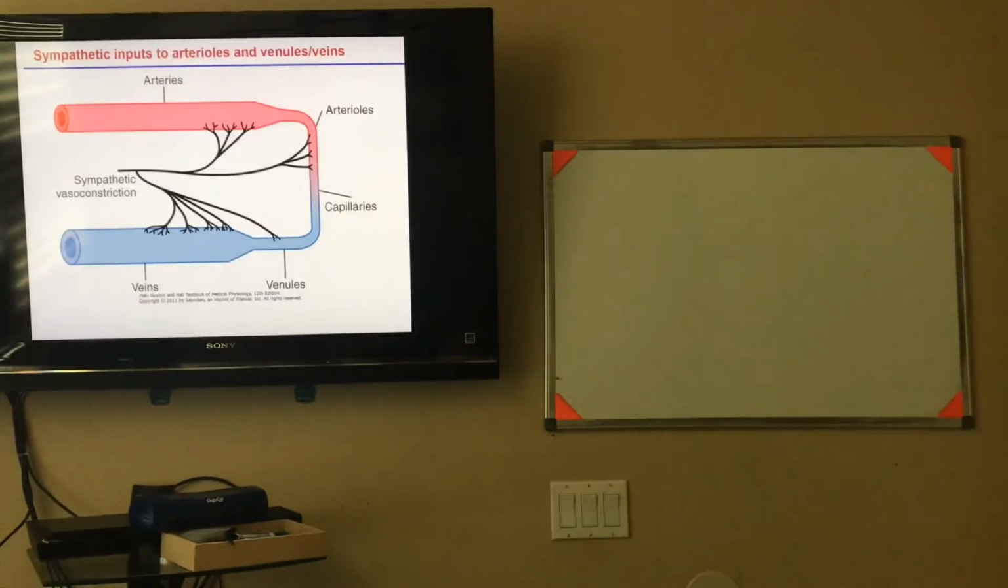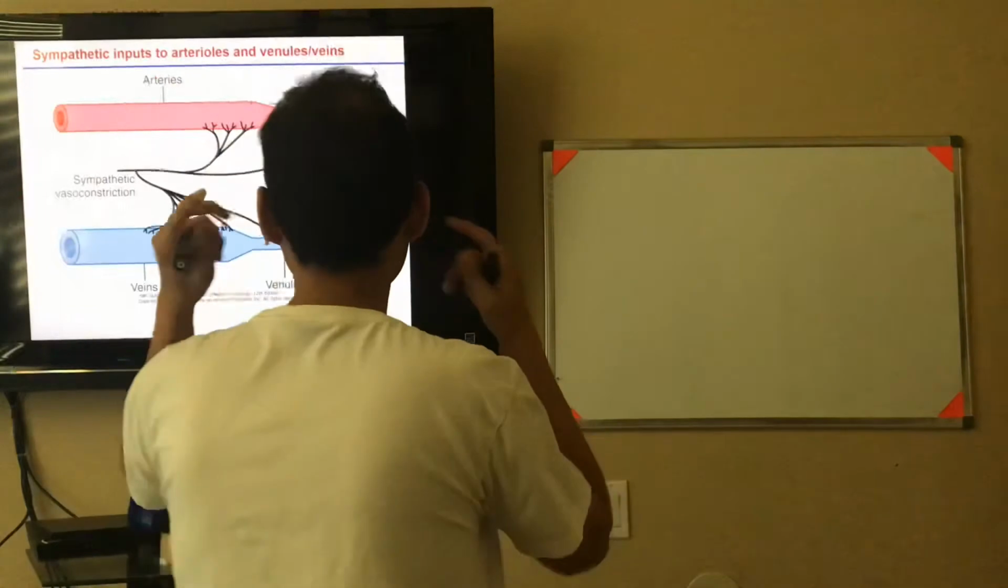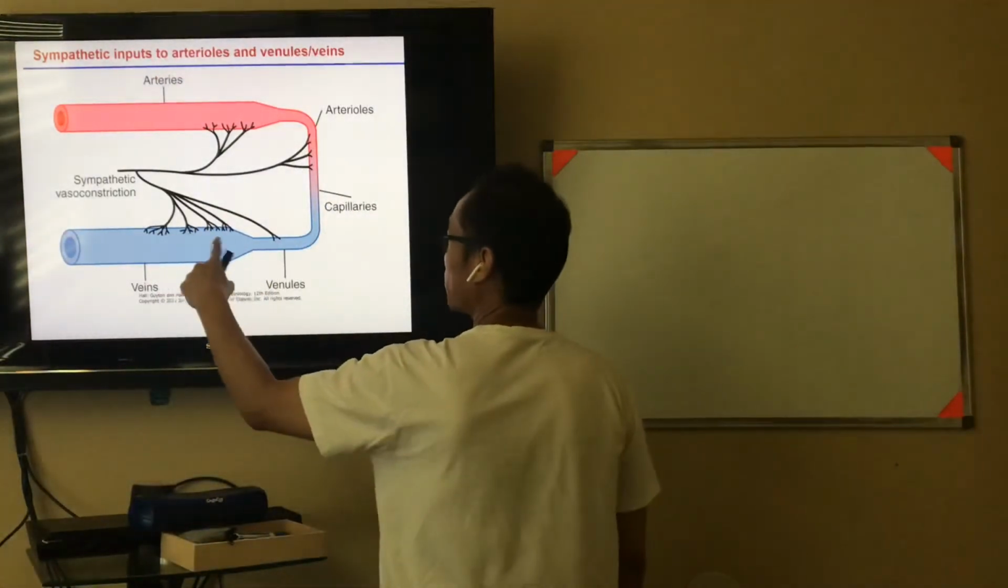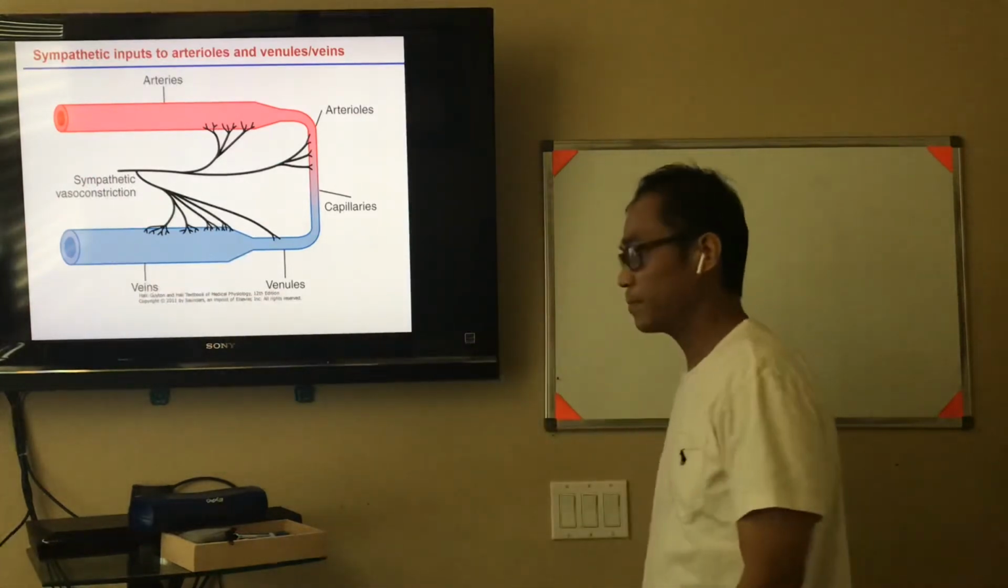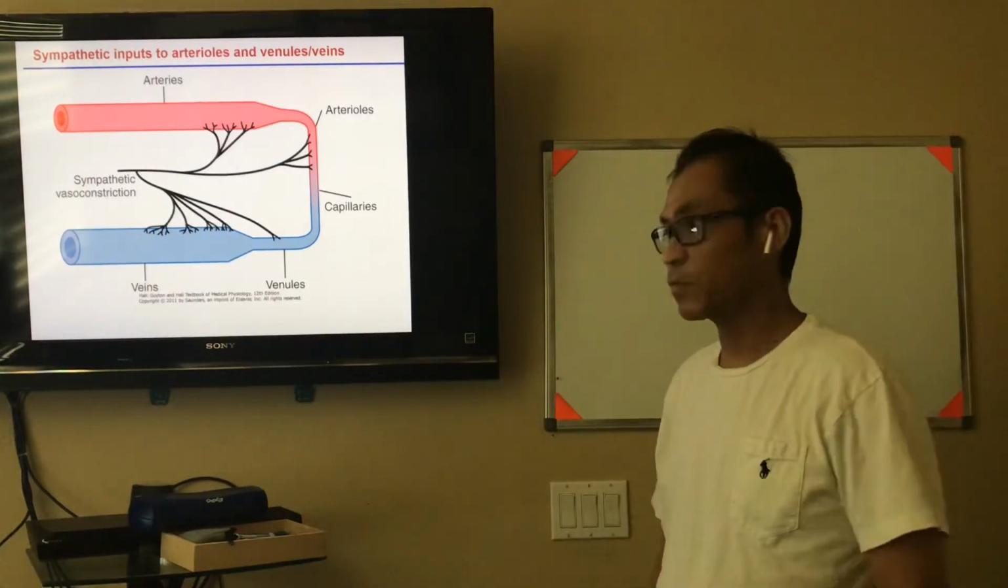Here's a picture I like to use showing arteries, capillaries, veins. You can see how they have a little more inputs here as they do here. Affect a larger cross-sectional area, and you only slightly affect resistance.